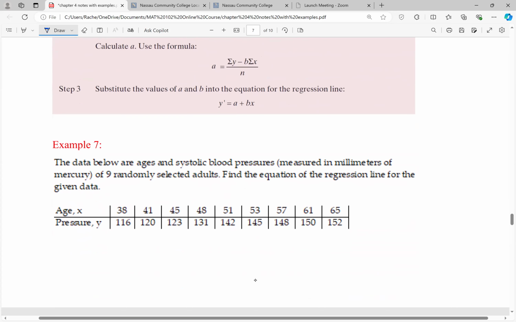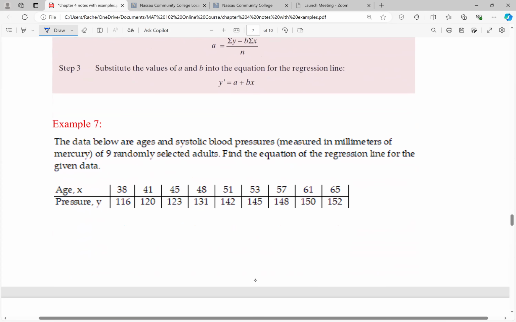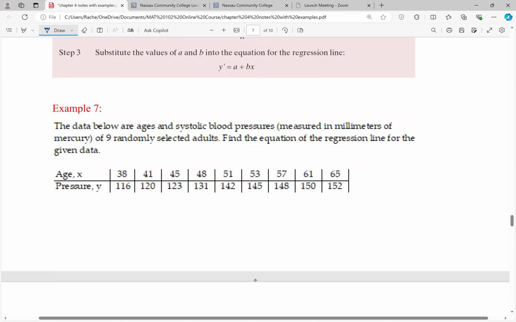So let me show you how to calculate our coefficients a and b for our regression equation, and we'll find the regression equation in this example right here. So let's look at example 7. It says the data below are ages and systolic blood pressures measured in millimeters of mercury of 9 randomly selected adults. Find the equation of the regression line for the given data. So we want to come up with the regression equation that's going to best fit this data.